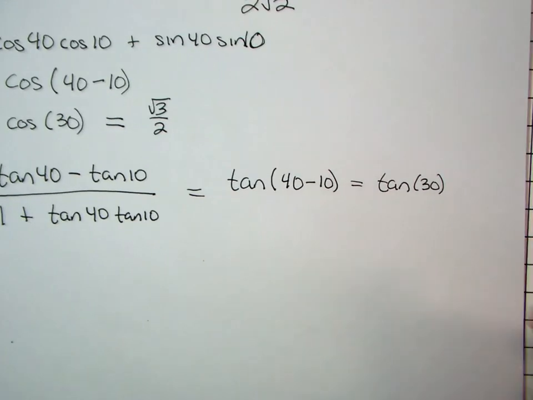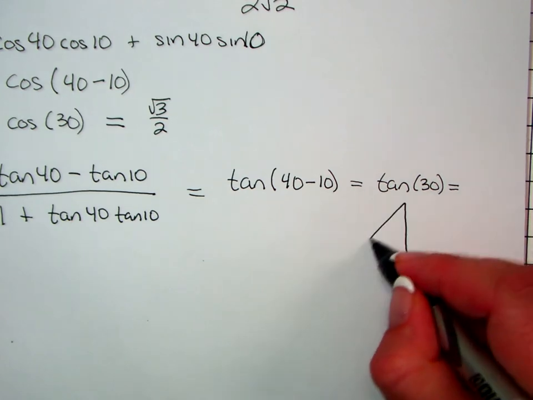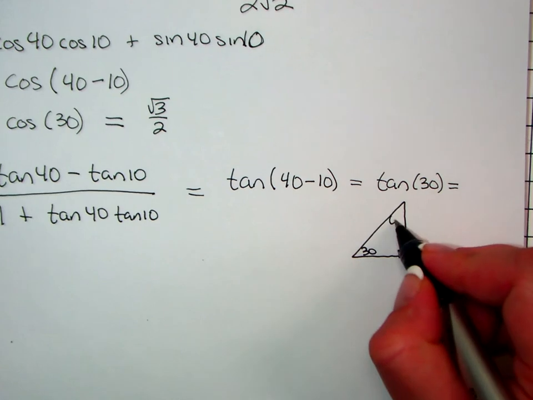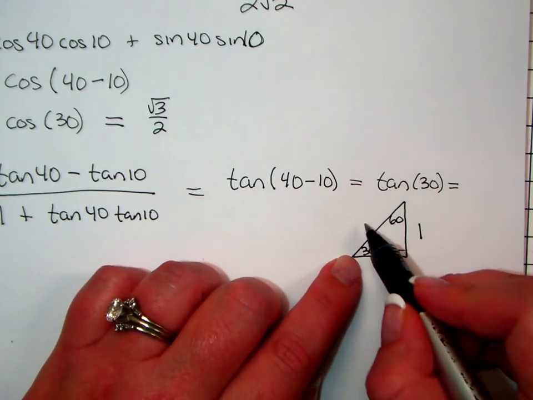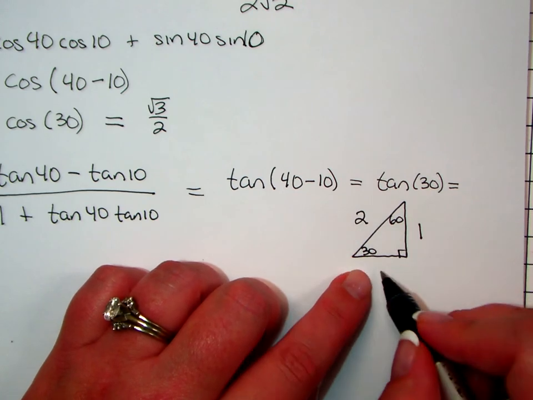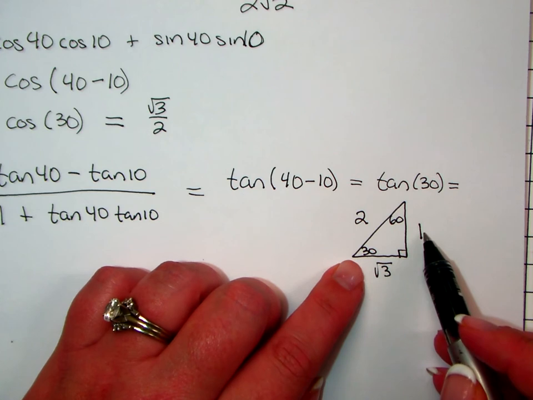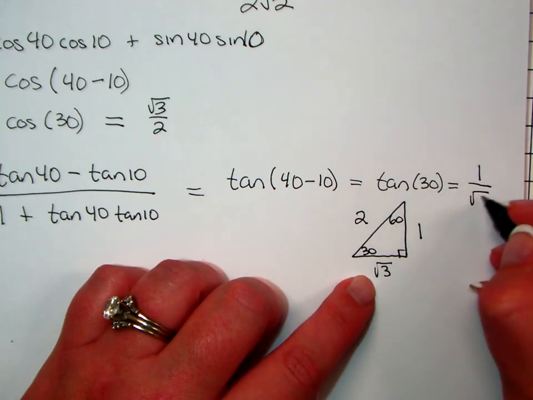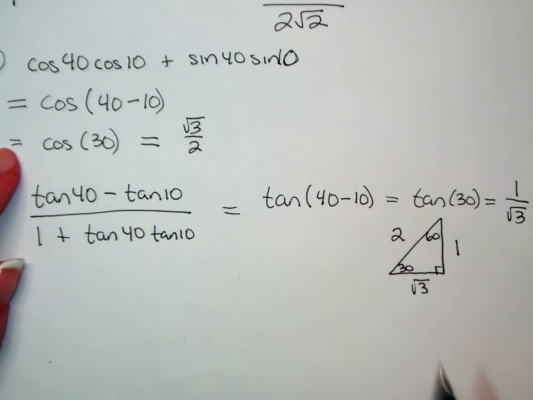Now, to evaluate tan of 30, I think I'm just going to use a special triangle here. Here's 30, here's 60. The side opposite the 30 is always a 1, the hypotenuse is always a 2, and the side opposite the 60 is rad 3, right? So what's tangent of 30? Opposite over adjacent gives me 1 over rad 3, right? So if points on the unit circle is not something you have memorized, those special triangles will always work as well. Okay.